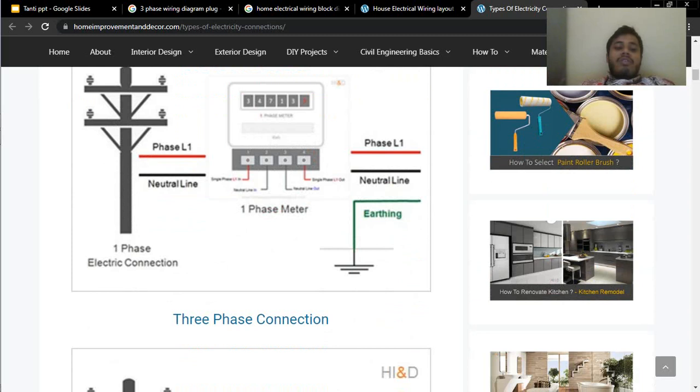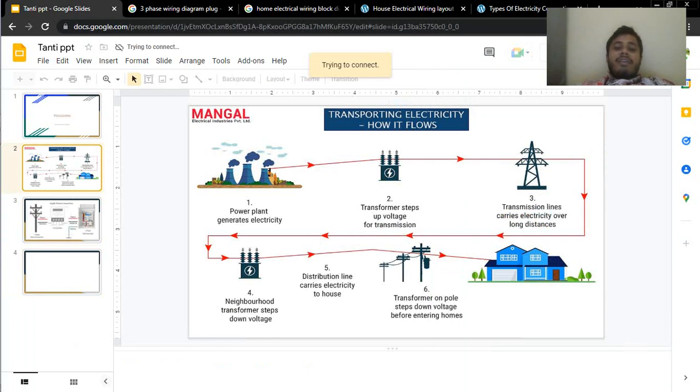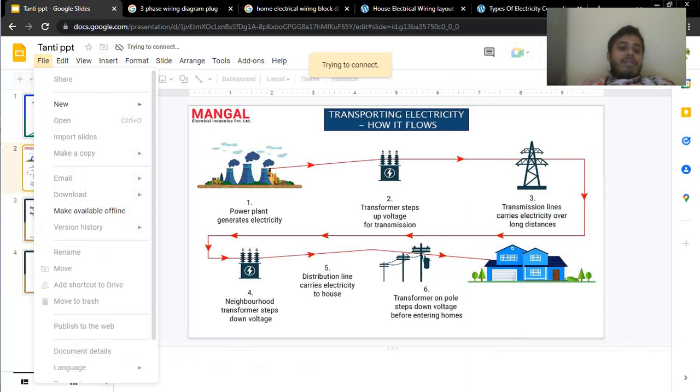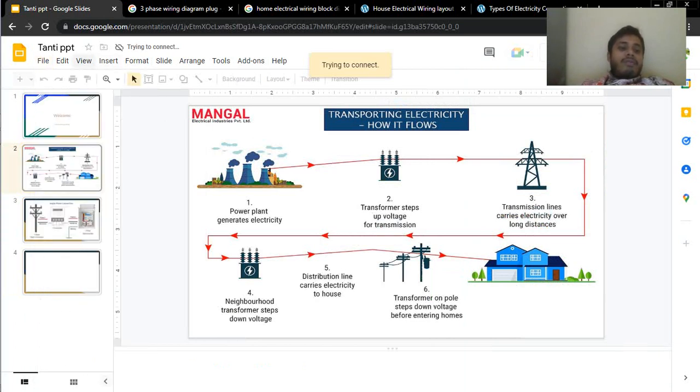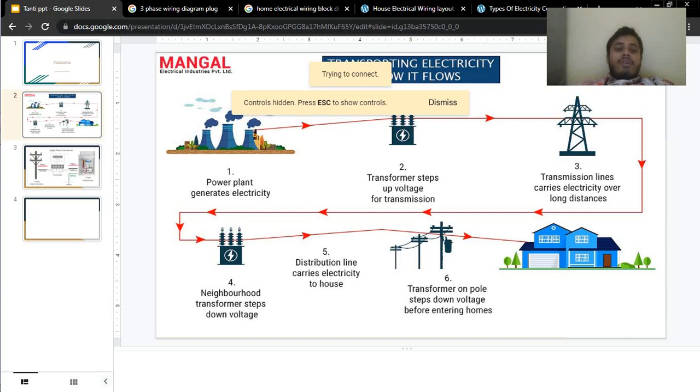Now here is our single phase electrical connection. You can see this is our pole. Before we start from the pole, we can start from this also. Let me view the slide, show full screen.